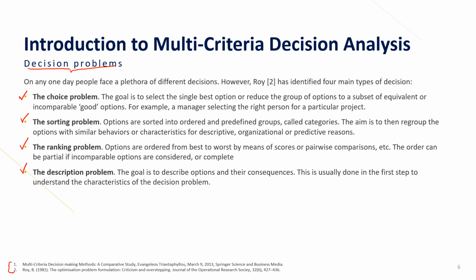So first of all, choice problem. Choice problem has the goal to select one single best option among those alternatives, from several options in the group. This can be used by a manager to, for example, select the right person for a particular project. So it's a choice problem, selecting one out of several alternatives.